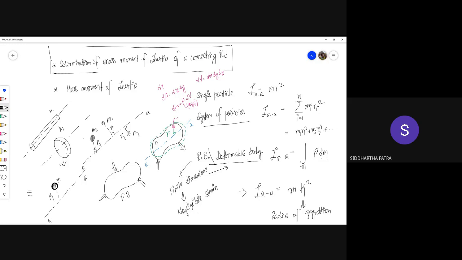So this is your first assignment question. The first assignment question is: define mass moment of inertia for a single particle, system of particles, and object with finite dimensions. Number one. And the second part is: define in words what is radius of gyration.